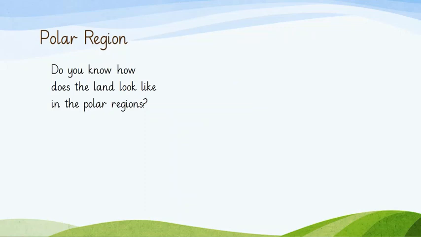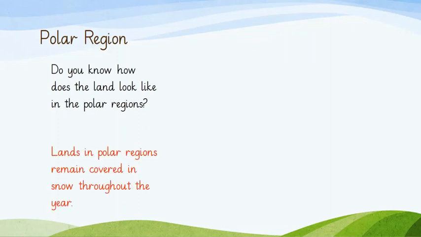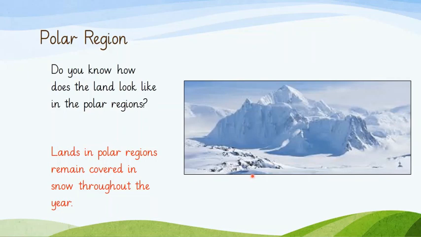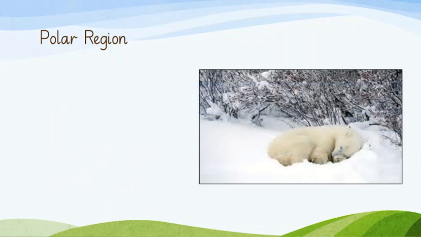Do you know what the land looks like in the polar regions? The land in the polar regions is always covered in snow. It doesn't matter what time of the year it is, either it is January or it is June or it is December, these areas are always covered in snow, just as you can see in this picture. So you can see a polar bear sleeping peacefully in such cold climate.